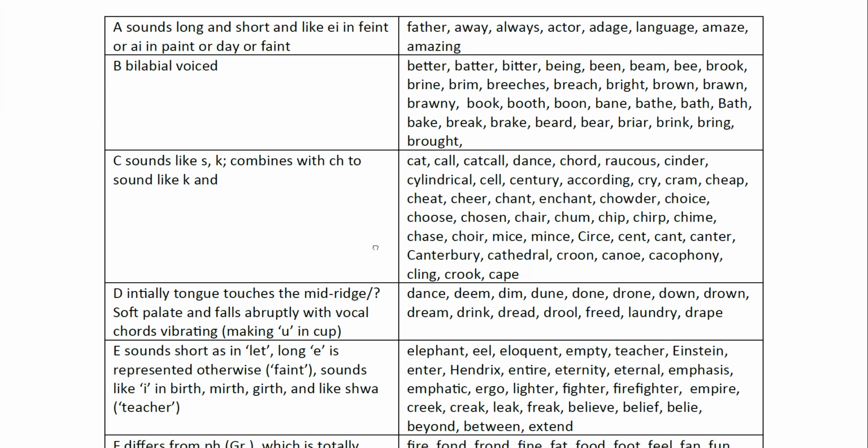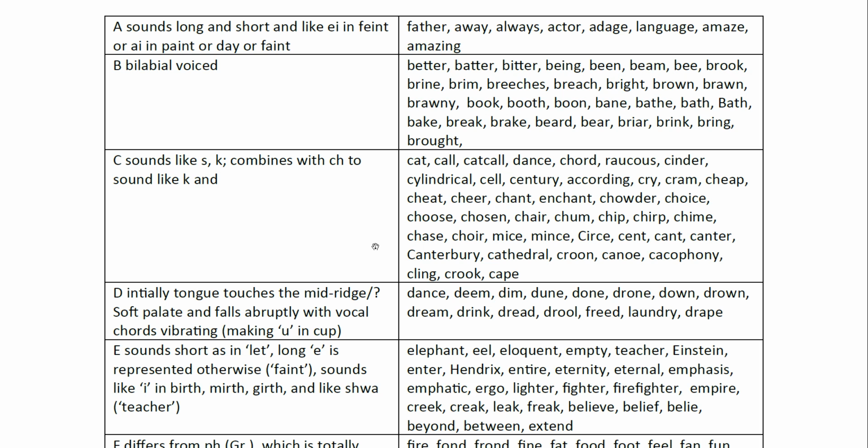Okay, so first of all, A. This letter, as you know, can be short and long. This refers to the length of the sound in time. When you say it for longer, you call it a long sound. When you say it for a short time, you call it a short sound. For example, A is a long sound, also represented as EI or AI, as in faint, as you can see on the screen. Faint and feint are pronounced the same. Day, paint. All right, so AI, EI, or even make, amaze, amazing.